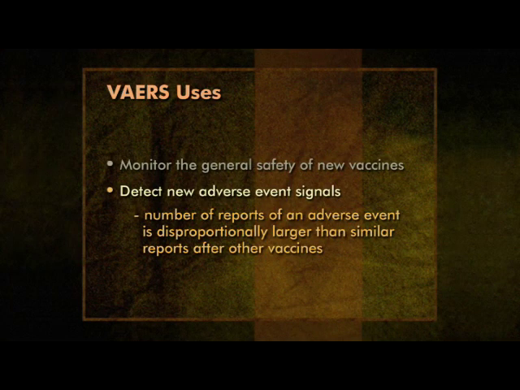VAERS can also help to detect new adverse event signals. Signals are detected when the number of reports of an adverse event is disproportionately larger than similar reports after other vaccines. Signals are further evaluated by more rigorous research.